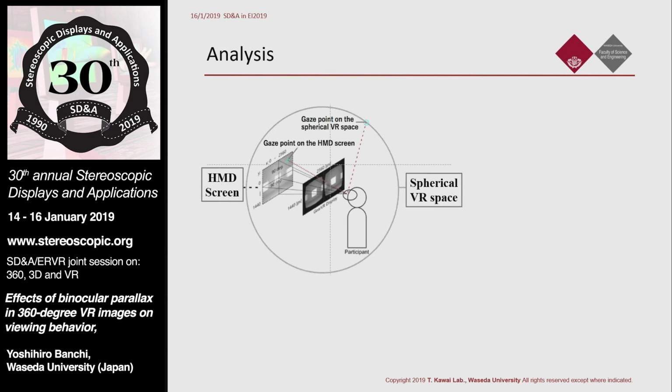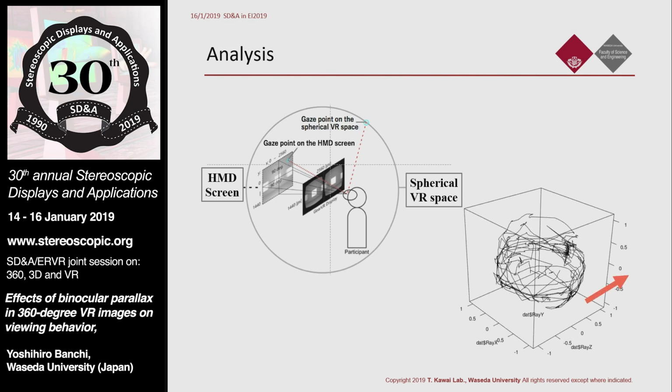In an HMD, gaze points are considered of two types. One is on the HMD screen, which means the gaze point in the field of view. In other words, it shows how you moved your eyes in the HMD. And the other is in the spherical VR space, which means the gaze point in all the spheres. In other words, it shows which point you are focusing on in the 360 image.